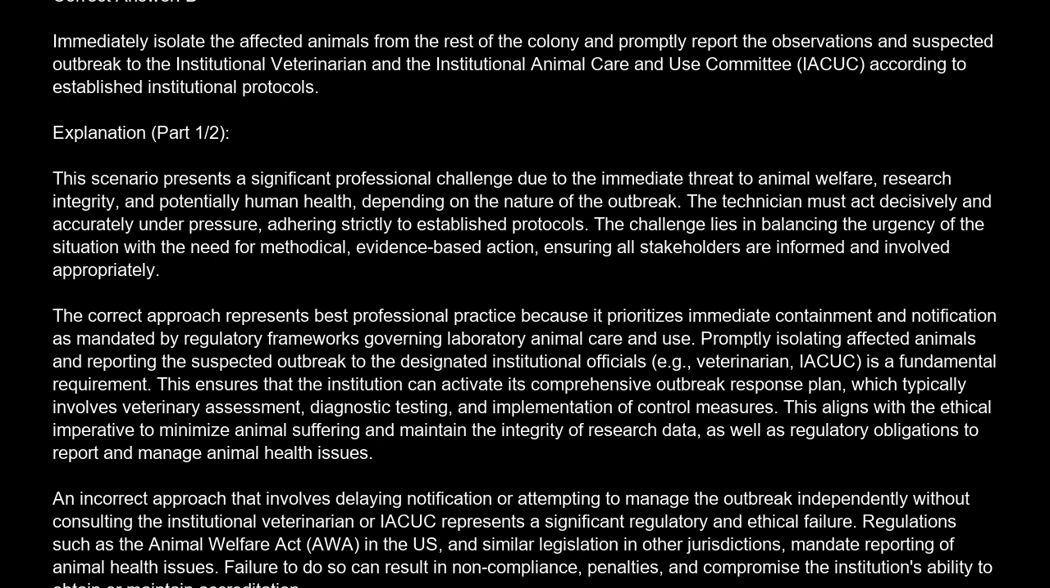This aligns with the ethical imperative to minimize animal suffering and maintain the integrity of research data, as well as regulatory obligations to report and manage animal health issues. An incorrect approach that involves delaying notification or attempting to manage the outbreak independently without consulting the institutional veterinarian or IACUC represents a significant regulatory and ethical failure.